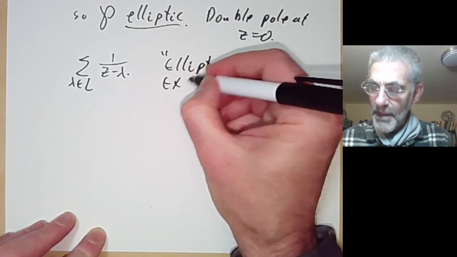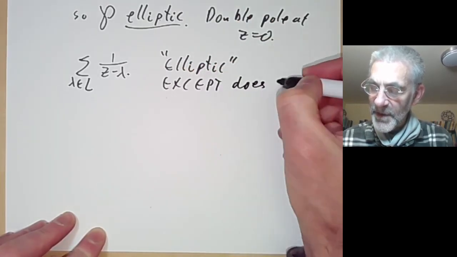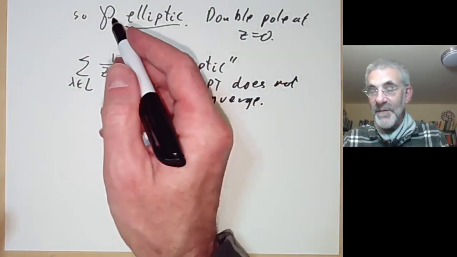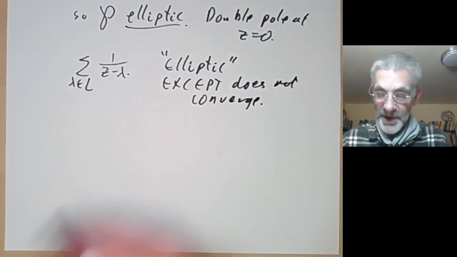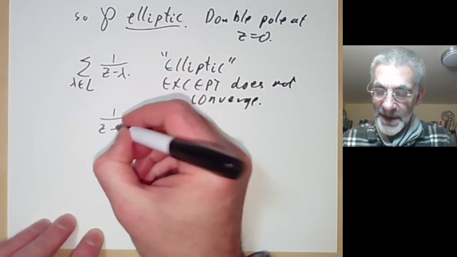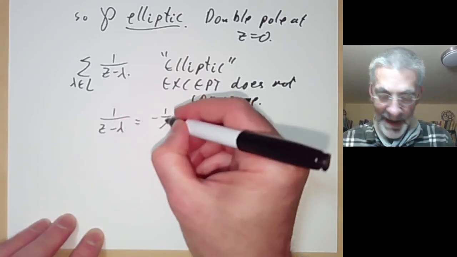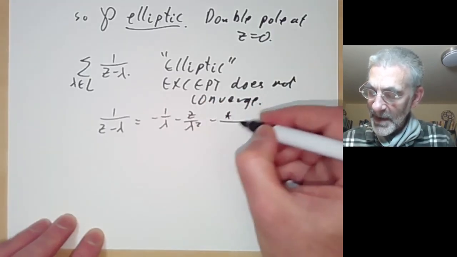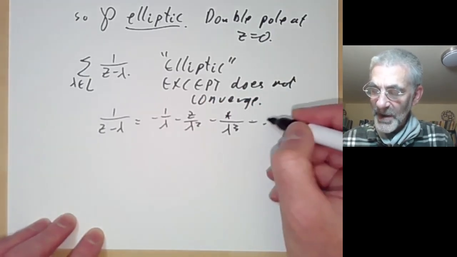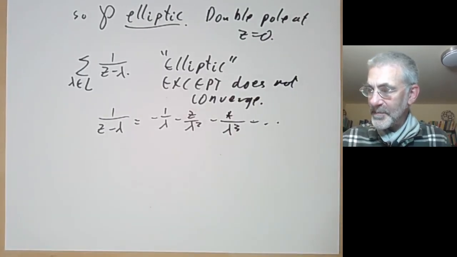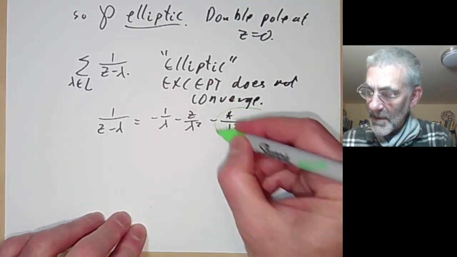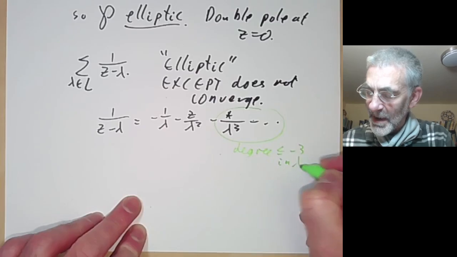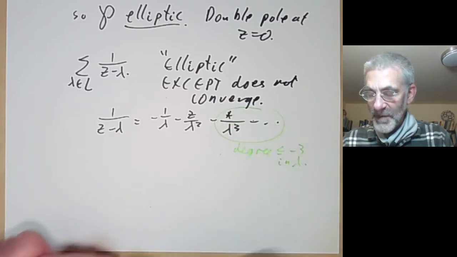except that it does not converge. So let's just copy what we did for Weierstrass's P function, and make this converge. So we notice that 1 over z minus lambda is equal to minus 1 over lambda minus z over lambda squared minus something over lambda cubed minus something over lambda to the 4 and so on. And we notice that this is degree less than or equal to minus 3 in lambda. So this bit will converge very nicely.